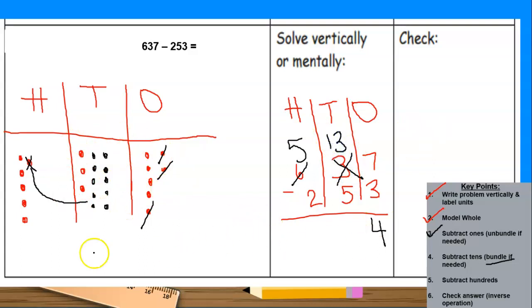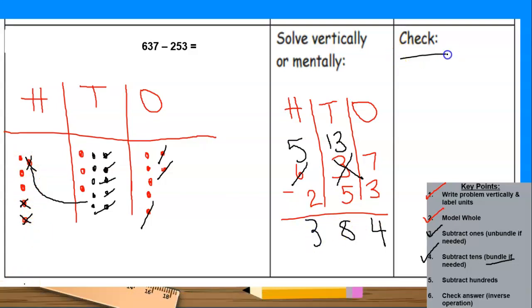I'm ready to subtract now, boys and girls. Ready? I start with 13. Can I take away 5? Yes, I can. 1, 2, 3, 4, 5. How many do I end up with? 1, 2, 3, 4, 5, 6, 7, 8. I end up with 8. I'm done with the tens. Let's count the hundreds. I start with 5 and I take away 2. So I end up with 3, boys and girls.